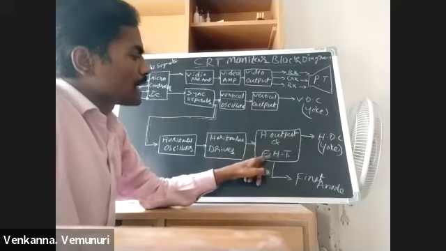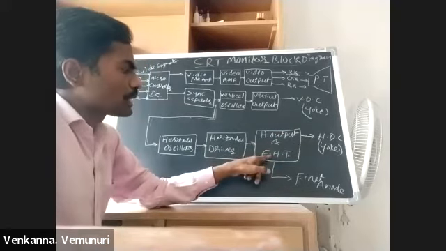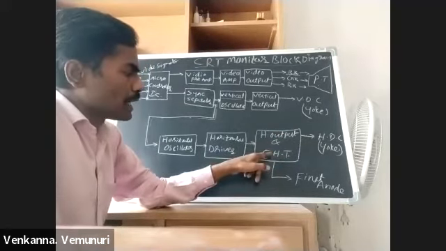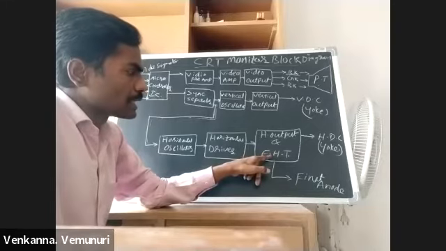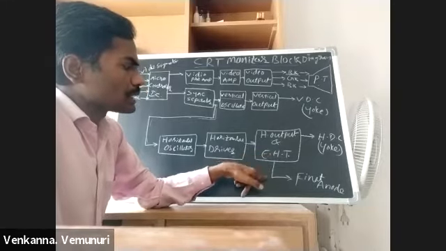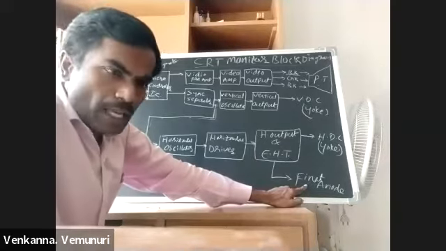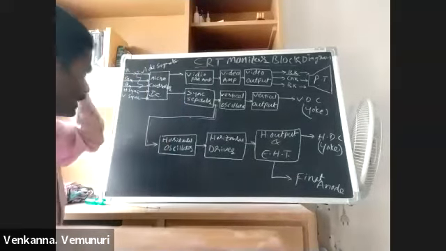Now this EHT receives that voltage. With the help of that voltage, it works and generates high voltage. That voltage connects to the final anode.